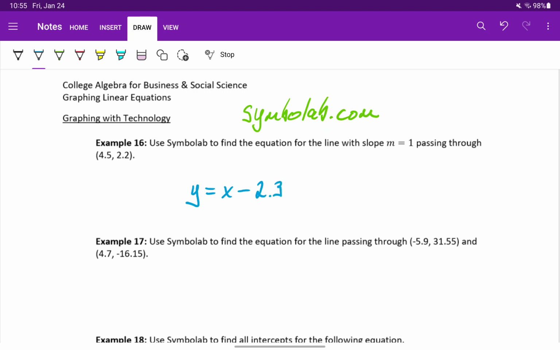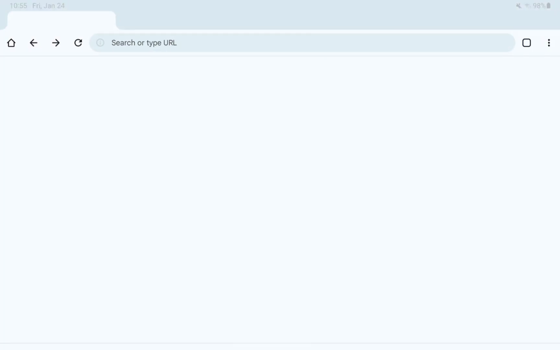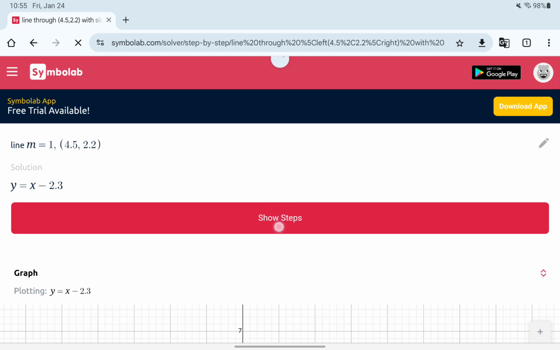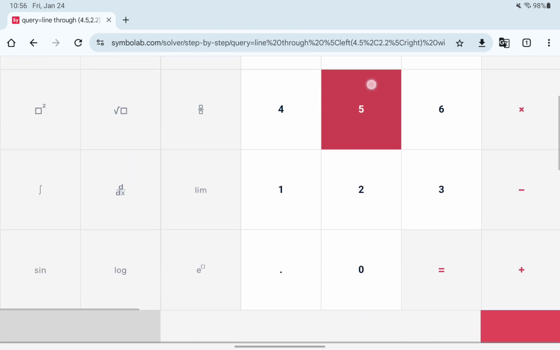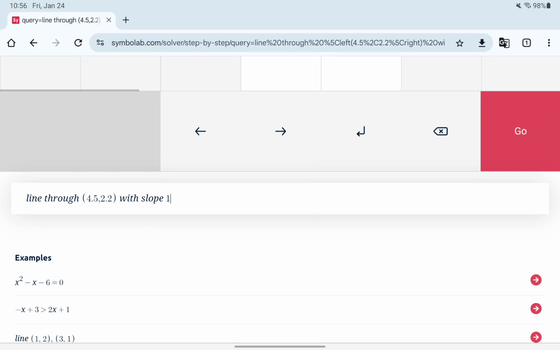We can also repeat that problem given some slightly different information. In example 17, now we're given 2 points that our line passes through, so we're not given the slope in this case, but our goal is the same. By clicking the little pencil icon, or if you're on a regular computer, there will be an entry box there, we can edit what we entered in.